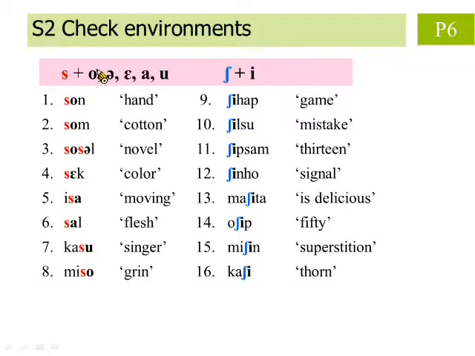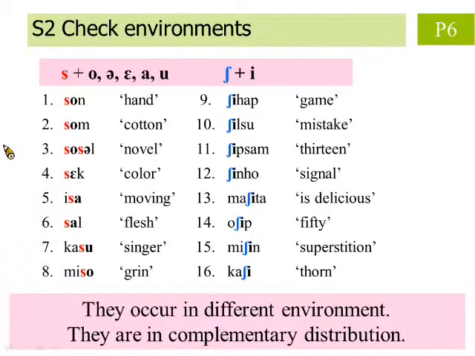In step 2, we check the neighboring environments of the two sounds. They are marked in red and blue respectively. If we observe the patterns, we find that the S sound only occurs before the vowels O, E, A, or U, while the Sh sound only occurs before the vowel E. Because the two sounds occur in different sound environments, they are in complementary distribution.